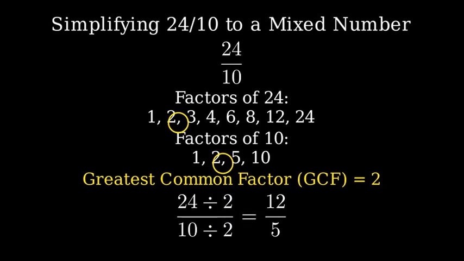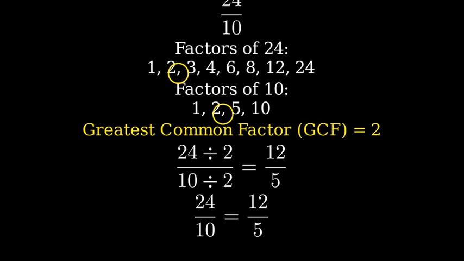Now let's simplify our fraction by dividing both the numerator and denominator by 2. 24 divided by 2 is 12, and 10 divided by 2 is 5. So 24 tenths simplifies to 12 fifths.